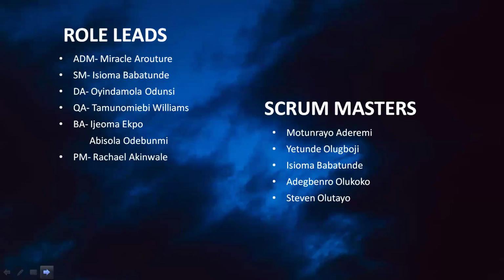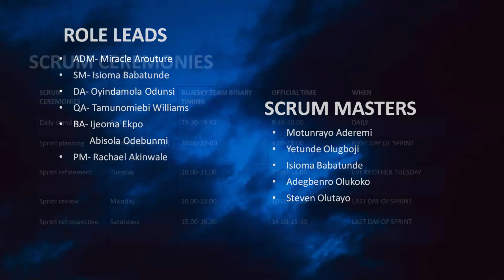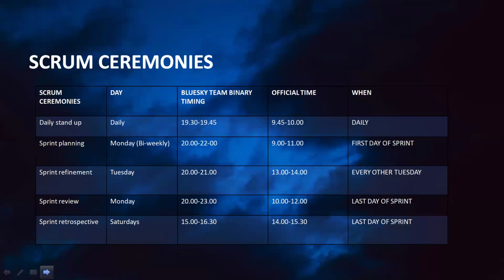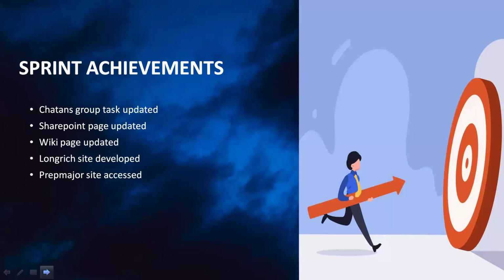Next slide, please. And these are everyone involved, the role leads, the Scrum Masters. Next slide, please. And our Scrum ceremonies as highlighted. Next slide, please. And our sprint achievements for Sprint 4: the group tags, SharePoint page, and wiki page were all updated, and we had the Longreach site developed. We also had the prep major site assessed. Next slide, please.